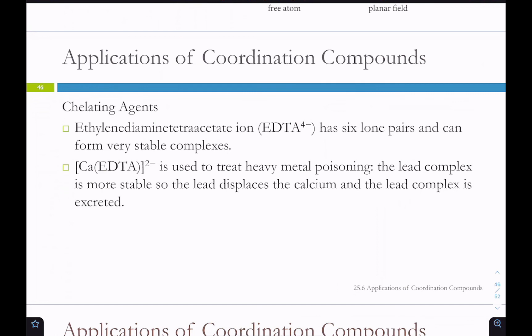Chelating agents are used to treat heavy metal poisoning, specifically calcium EDTA, because the complex with lead is more stable than with the calcium in it. So then it's excreted by your body and prevented from interacting in negative ways.